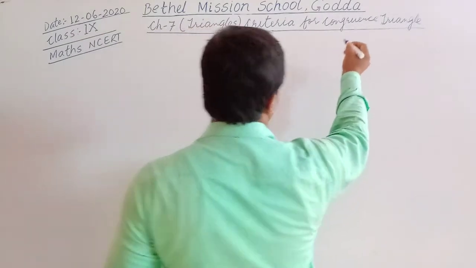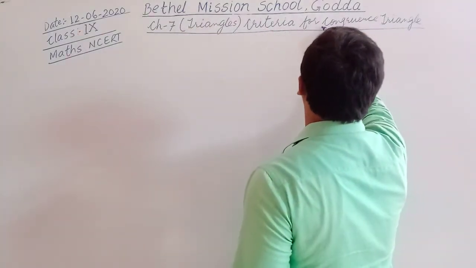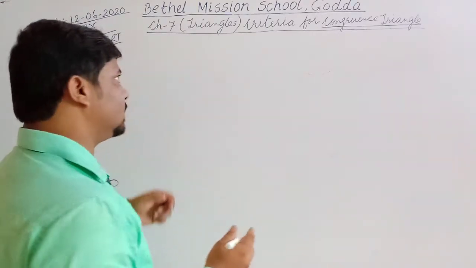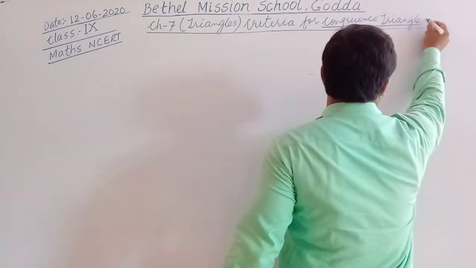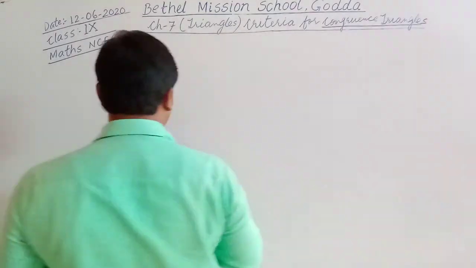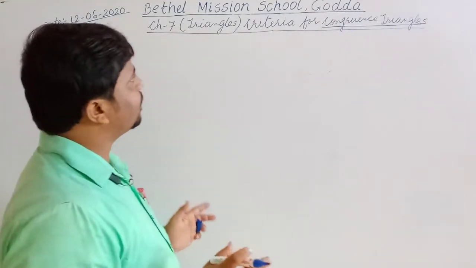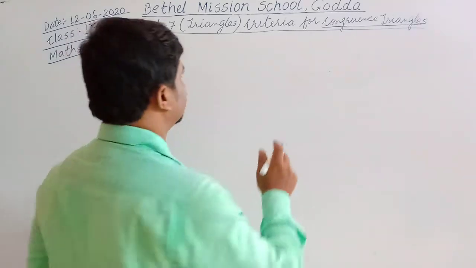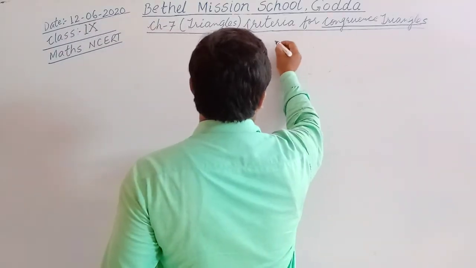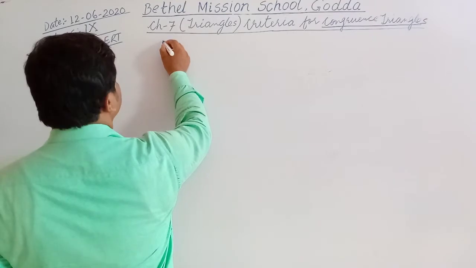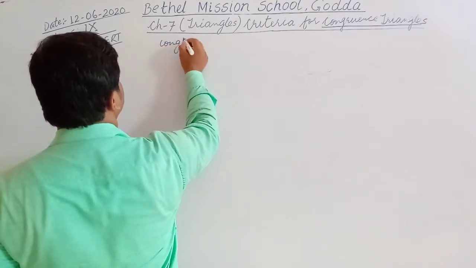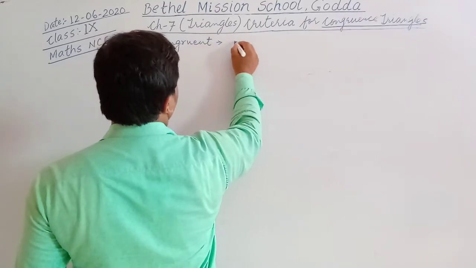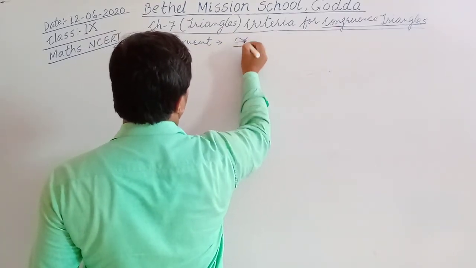So let's see. First, we have to understand what a congruent triangle is. Two triangles are said to be congruent if they are equal in shape and size. The symbol of congruent is this.